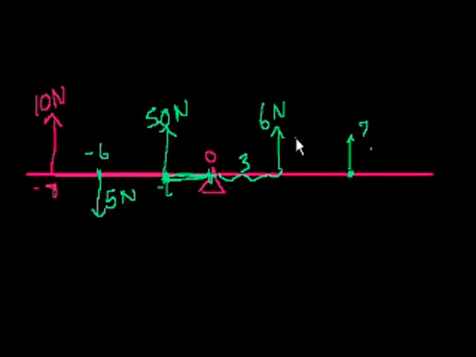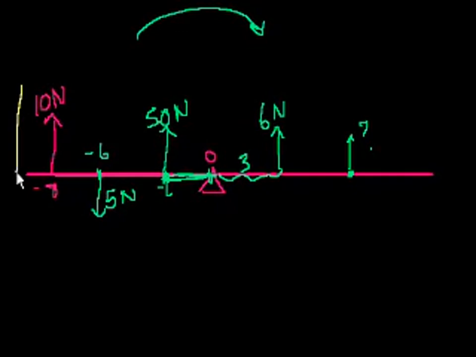So to make sure this whole thing doesn't rotate, essentially what we have to say is that all of the counterclockwise forces, all of the counterclockwise moments, or all of the counterclockwise torques have to offset all of the clockwise torques. And notice they're not all on the same side. So what are all of the things that are acting in the counterclockwise direction? So counterclockwise is that way, right?